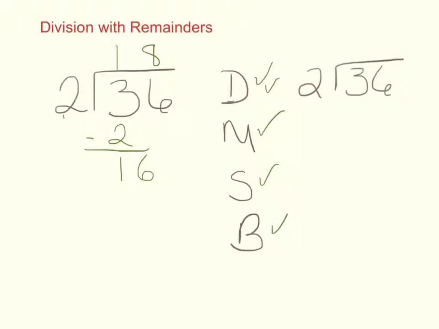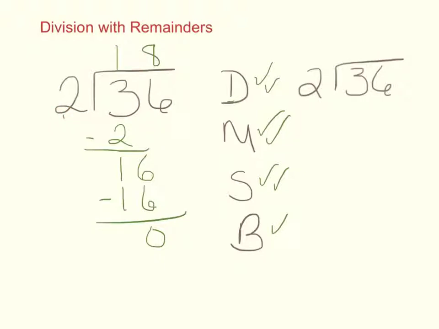So now we need to multiply. What do I multiply? I need to multiply 8 times 2. And of course we know that's 16. So now I just multiplied again. The next thing I need to do is subtract. 16 minus 16 is 0. So I just subtracted, and bring down, but there's nothing left to bring down. I have 0 down here, so I am done. So 36 divided by 2 equals 18.